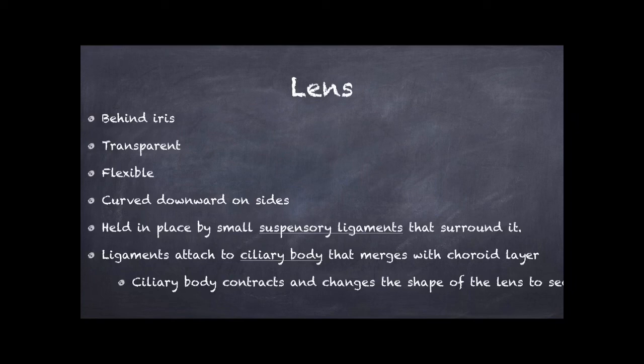And the ligaments, which help to keep the lens in place, are going to attach to a ciliary body, which is going to merge with the choroid layer. The ciliary body is important because it's going to contract and actually change the shape of the lens so that you can see different objects at different distances.